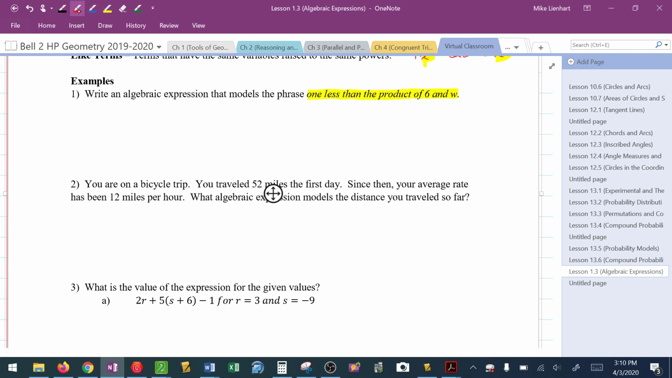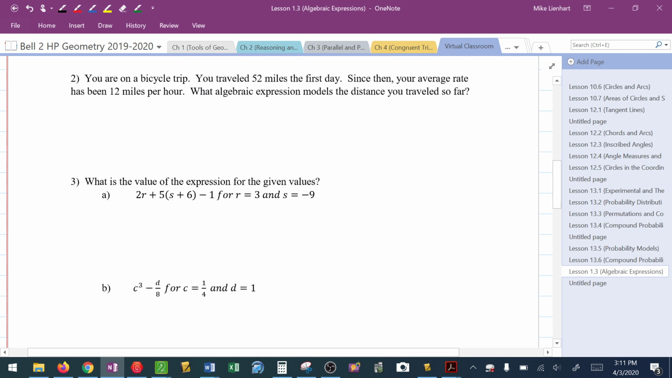All right, so if I'm going to write this expression, the first thing that jumps out at me is what does that phrase less than mean? Less than means that I'm going to subtract, but it's also telling me a particular order. I notice that less than means I take the second part of it, which is the product of 6 and w, and subtract from that 1. This is the algebraic expression for that phrase.